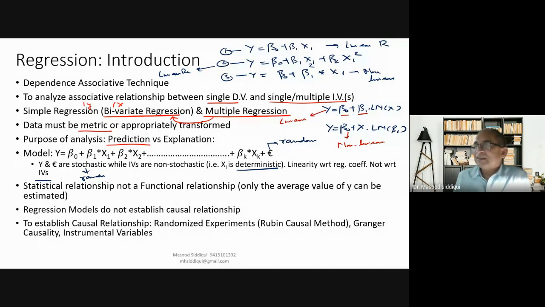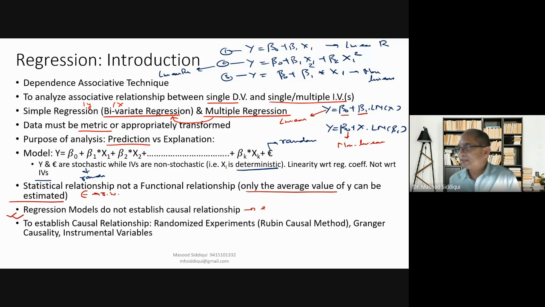Now, since epsilon is there and epsilon is a random variable, this is a statistical relationship, not a mathematical or functional relationship. And because of the presence of epsilon, only the average value of y can be estimated. And one more very important thing is that regression models do not establish the causal relationship.